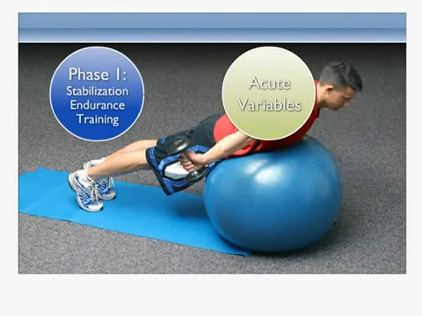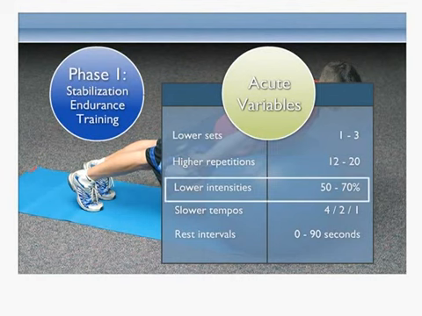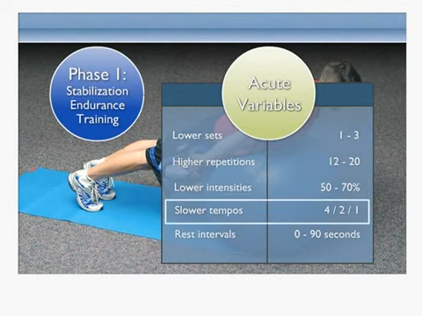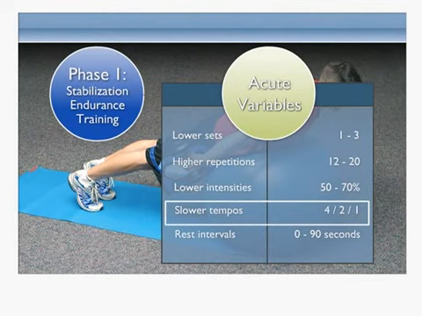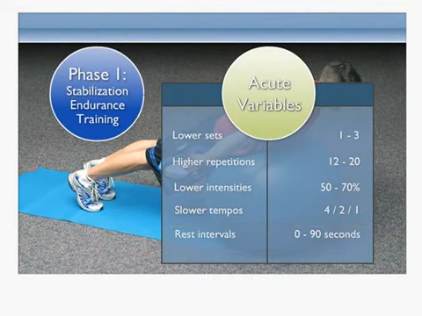The acute variables used at this phase of training would include lower sets, 1 to 3, higher repetitions, 12 to 20, lower intensities, 50 to 70%, and exercises performed at a slow tempo, 4-second eccentric, 2-second isometric, and 1-second concentric. The rest intervals would last between 0 seconds, if performing circuit training, to 90 seconds. Refer to the program design chapter in your textbook for the complete acute variable table for this phase of training.